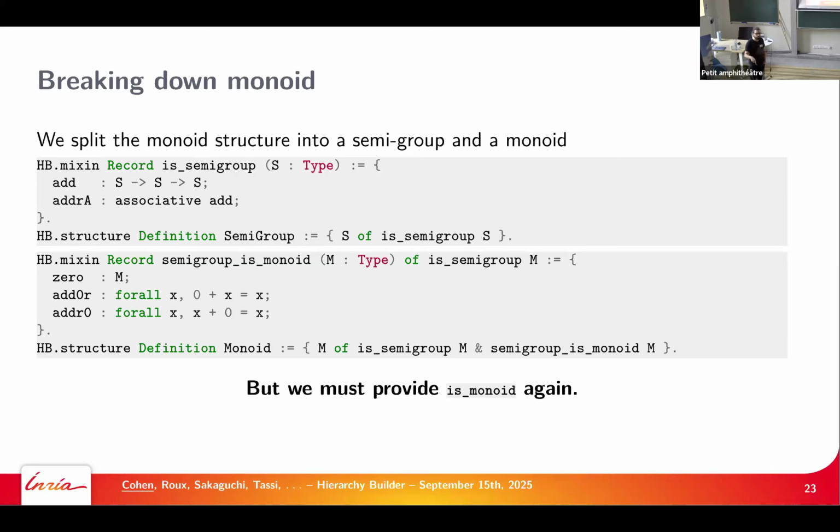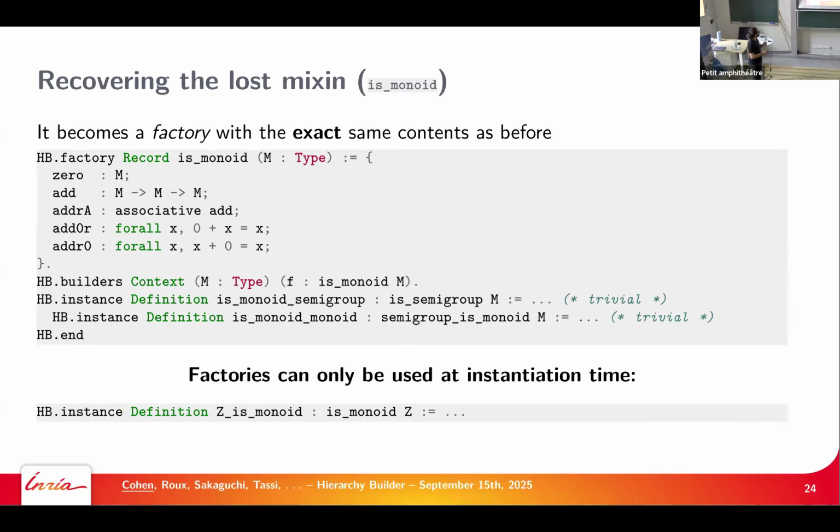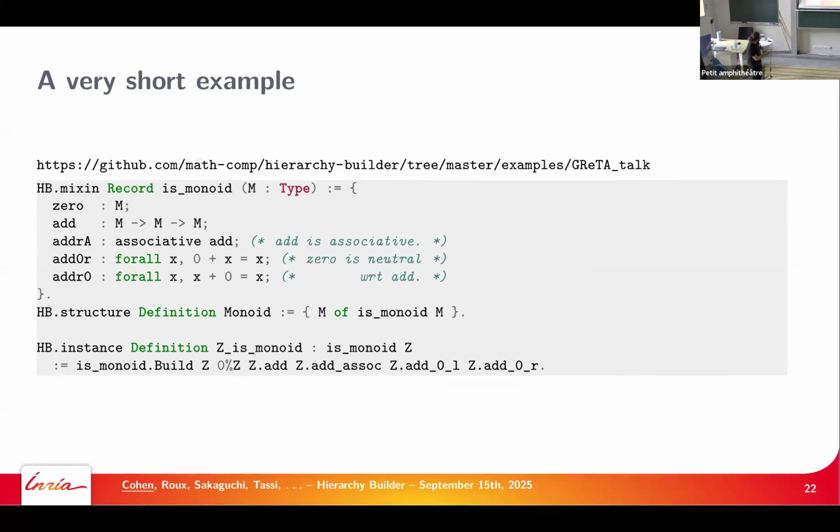But now I add monoid. So I want to put monoid back in the picture. So I say now a monoid is a semi-group, which I extend with a 0 and 2 properties. And now I say monoid is the bundling of a type and these two pieces of data. But then I lost the ismonoid record I had before. So I broke my, oops, I cannot write this anymore.